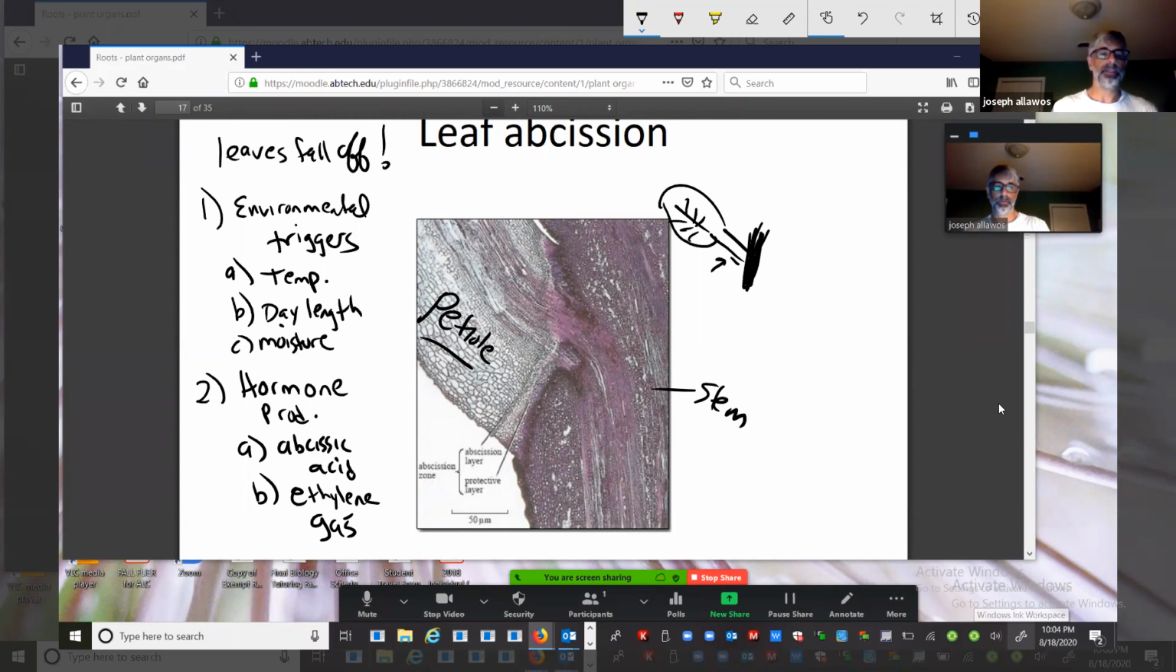And then ethylene gas is another one involved in both the ripening of fruit as well as the senescence of the plant. Senescence means to die, and it's kind of like plants die for a little while. Boy, it's really raining now, y'all.